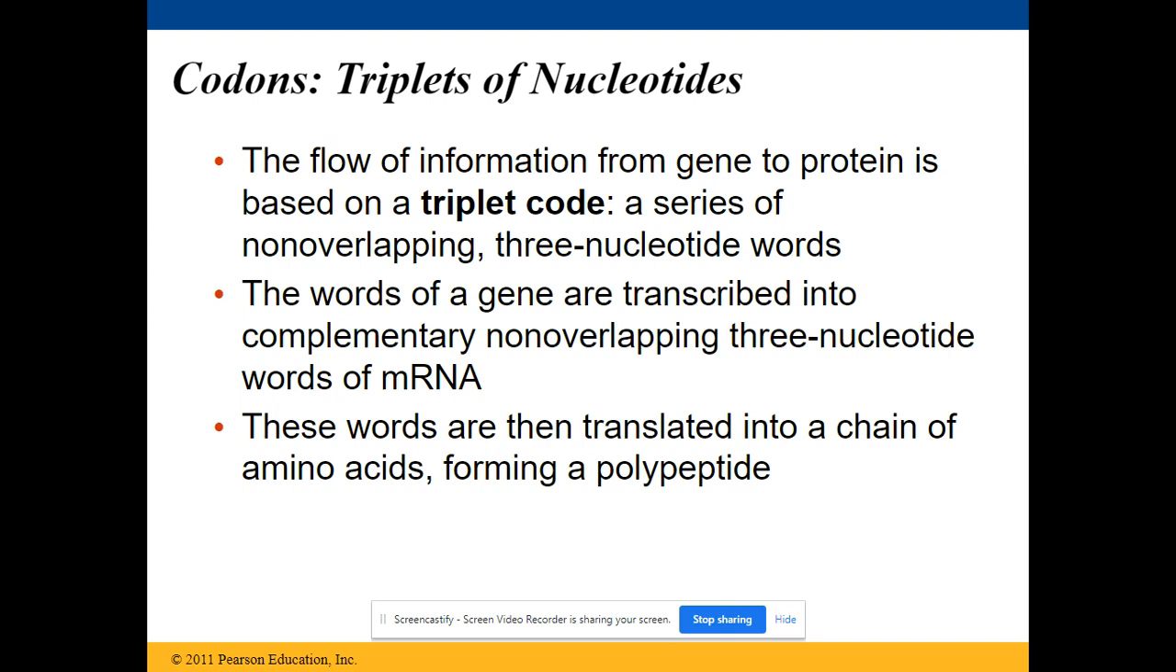It's a series of non-overlapping 3 nucleotides. The words of a gene are transcribed into complementary non-overlapping 3 nucleotide words of messenger RNA. These words are then translated into a chain of amino acids that forms a polypeptide.